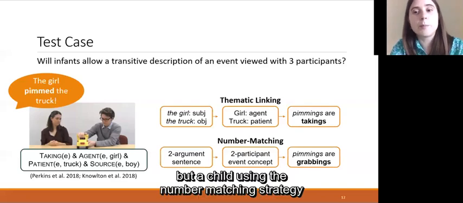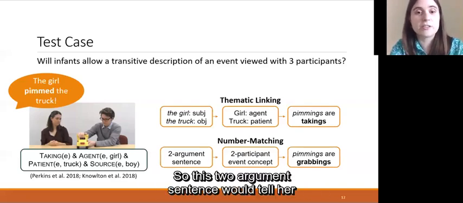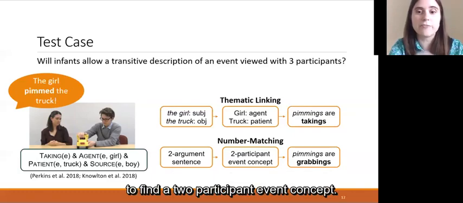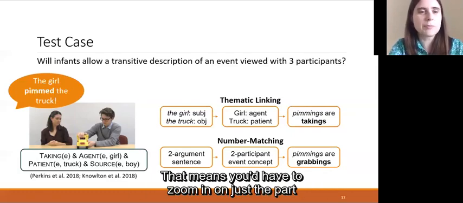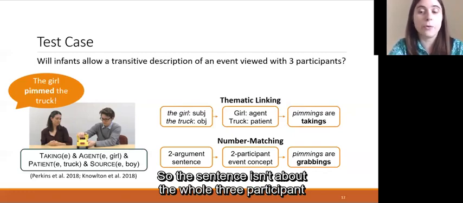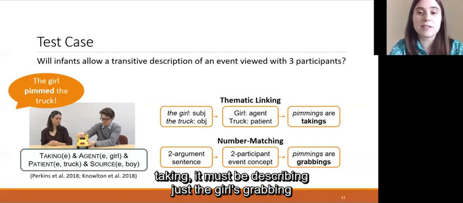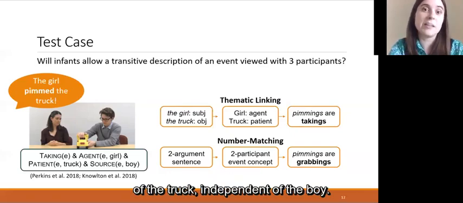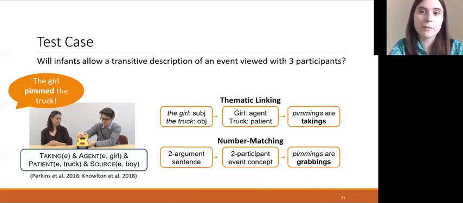But a child using the number matching strategy would reach a different conclusion. So this two-argument sentence would tell her to find a two-participant event concept. That means she'd have to zoom in on just the part of the event that involves the girl and the truck. So this sentence isn't about the whole three-participant taking. It must be describing just the girl's grabbing of the truck, independent of the boy.